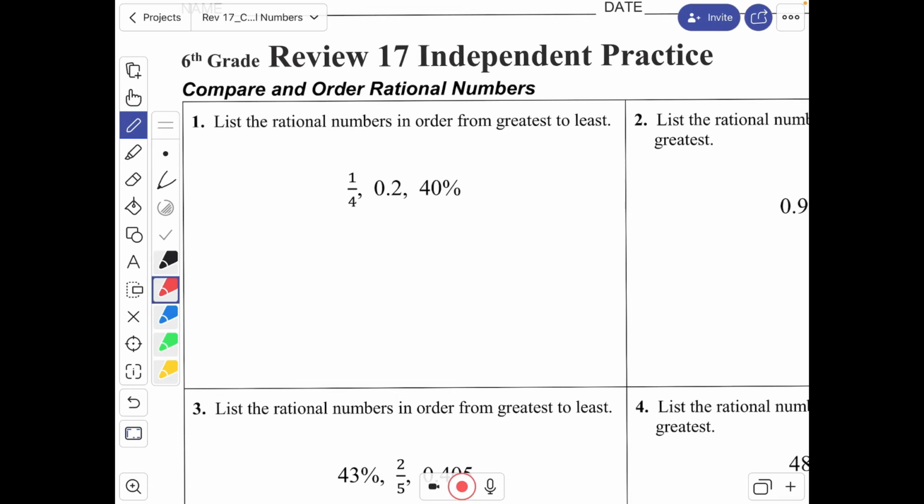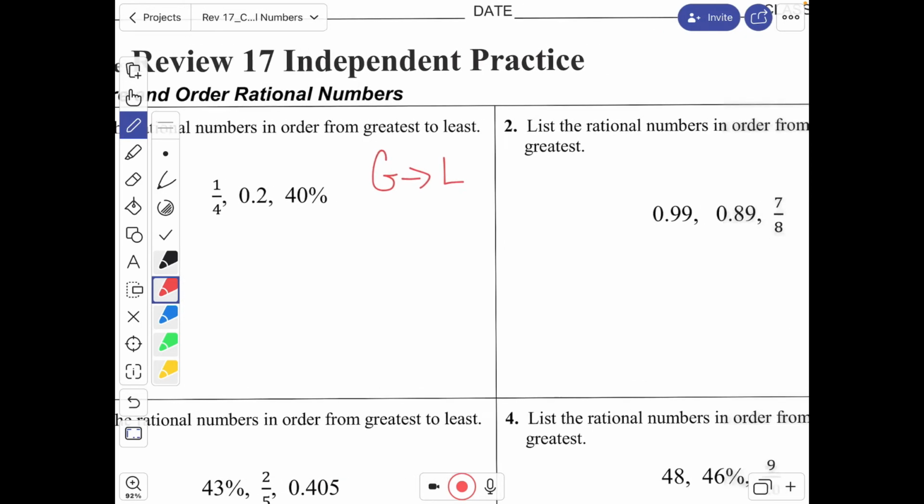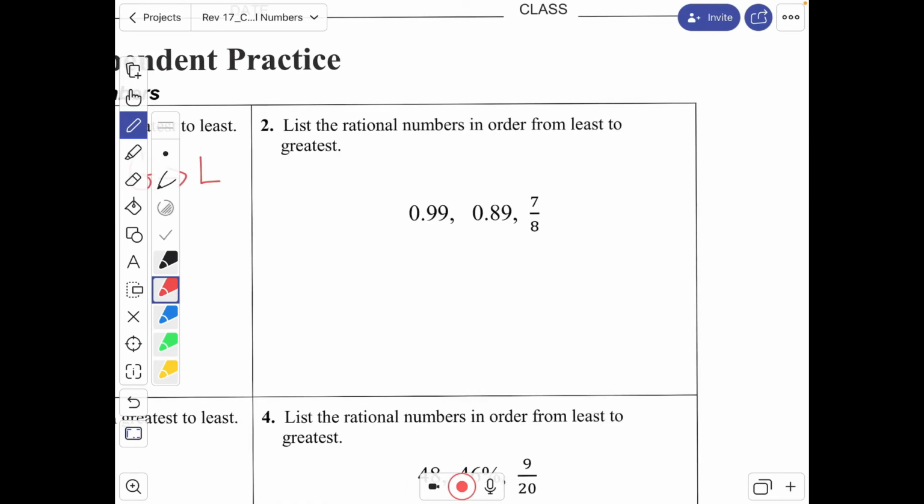Let's look at the independent practice, the side you're supposed to do by yourself. Number 1, you're just putting those in order. So change them all to decimals and then put them in order from greatest to least. And you might want to write that down just in case you forget which way you're supposed to be going. Number 2, again, same thing. You can change them all to decimals, but you're supposed to put them in order from least to greatest this time.